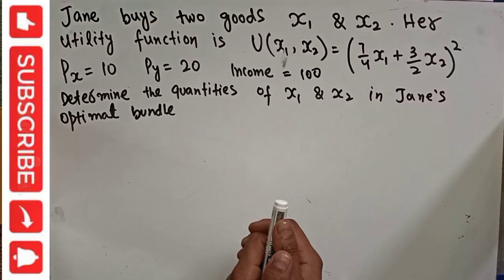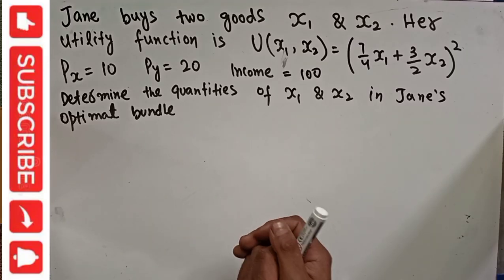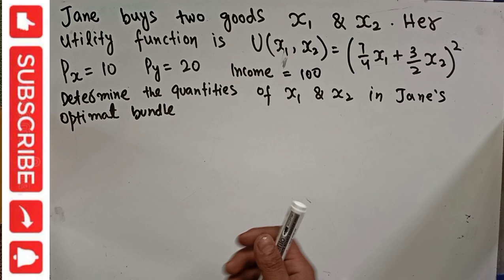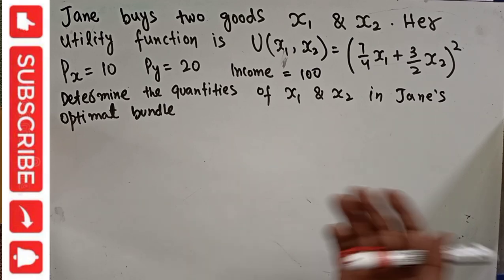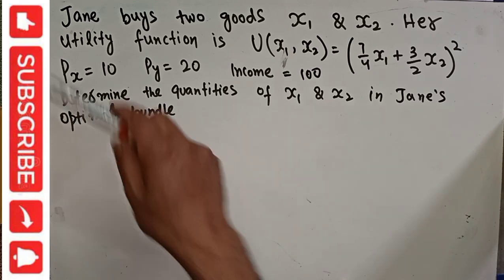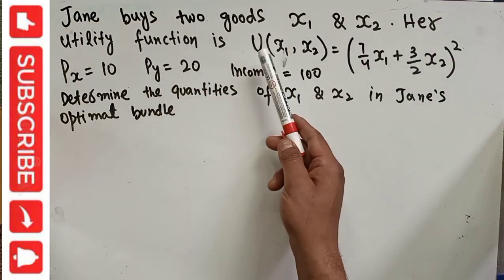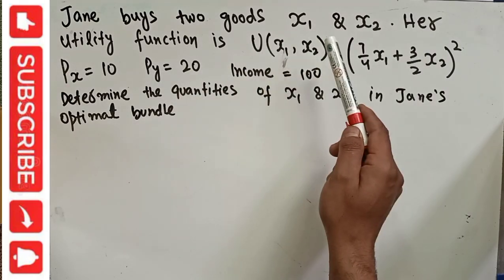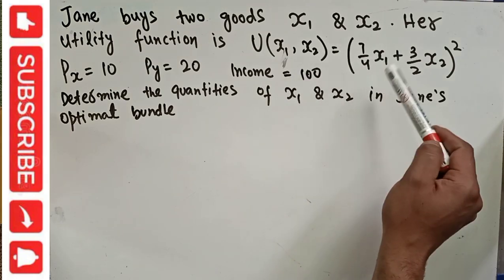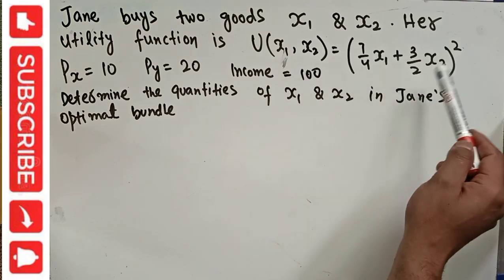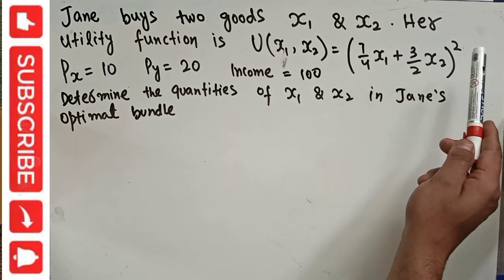In this video we will learn how to determine the quantities of optimal bundles given the utility function, the prices of the goods, and the income of the consumer. The question is, Jenny buys two goods, x1 and x2. Her utility function, that is the utility deriving from the goods x1 and x2, is given as (7/4 x1 + 3/2 x2) whole raised to the power 2.